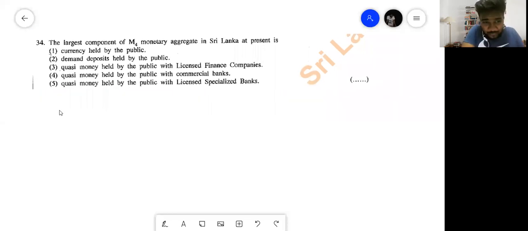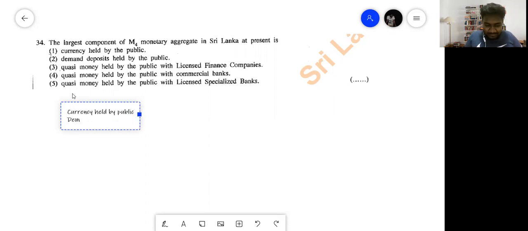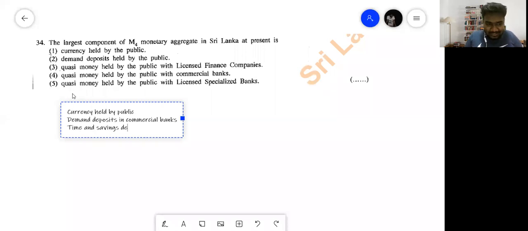Question 34. The largest component of M4 aggregate in Sri Lanka at present is, what do you all think? So what will M4 have? It will have currency held by public, right? Then there will be demand deposits in commercial banks, right? Then there will be time and savings deposits, that's fixed deposits and savings deposits in commercial banks. In addition to this, what will you have?